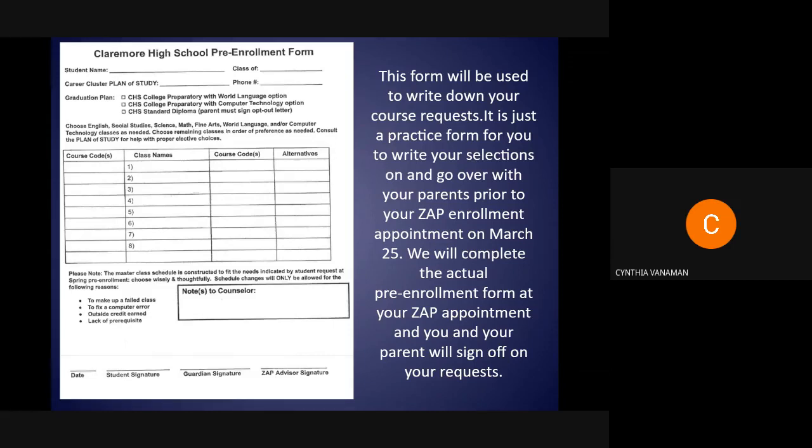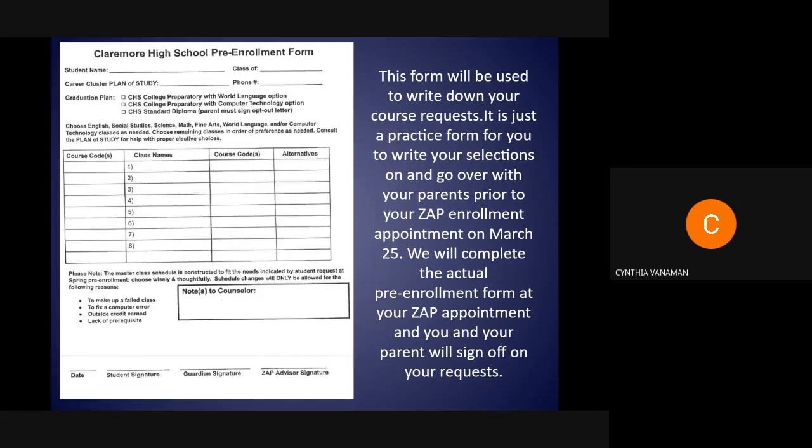If you are in earth science right now or eighth grade general science, you are going to write down on line three either physical science or honors physical science. Again, if you're doing well in your eighth grade science, getting good grades, enjoy science, I would encourage you to go for the honors physical science and kind of challenge yourself a little bit in that. But on line three, you will write either physical science or honors physical science.